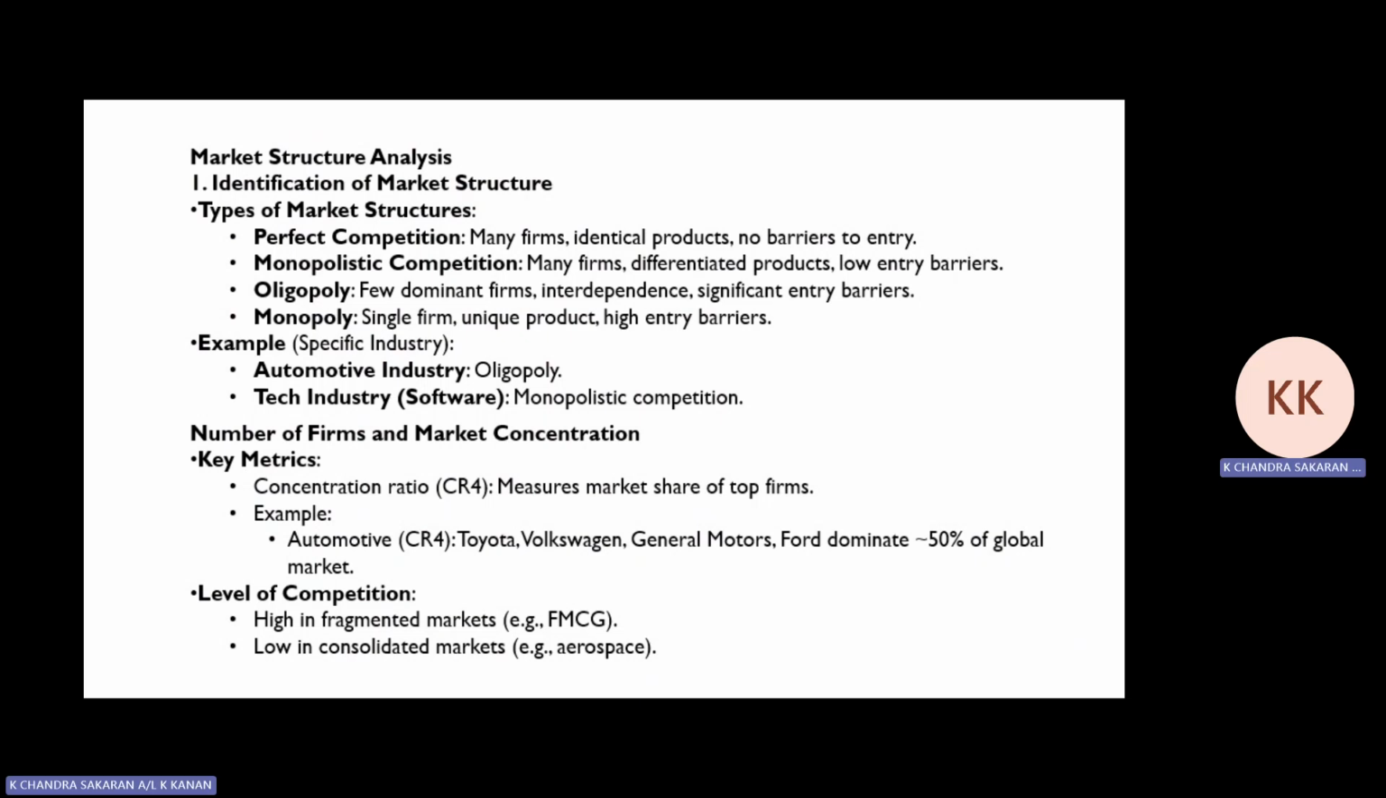Yeah. Once you have done that, these are things that you can write a bit on in your introduction part of the industry overview.